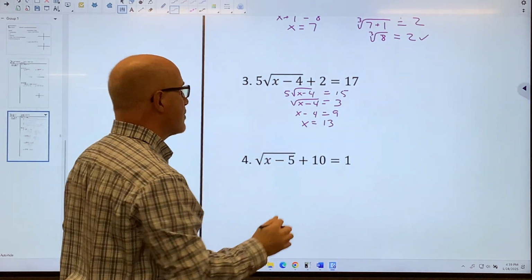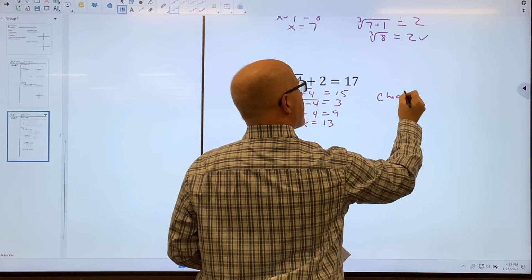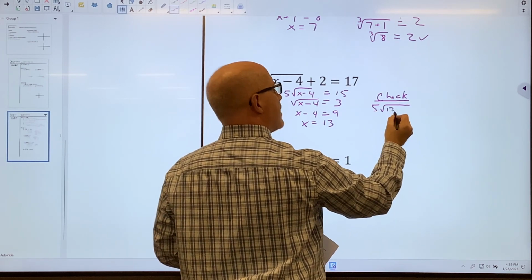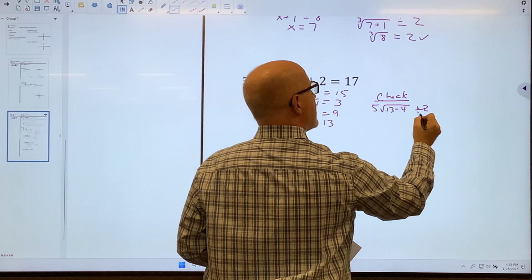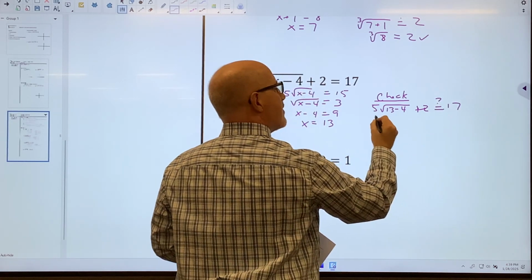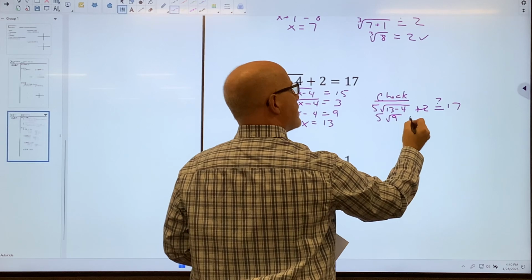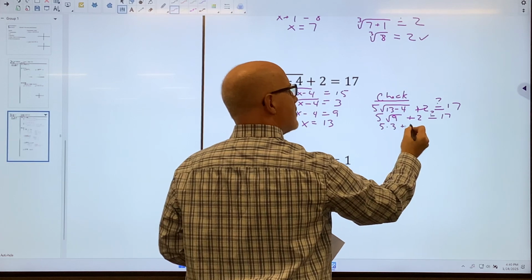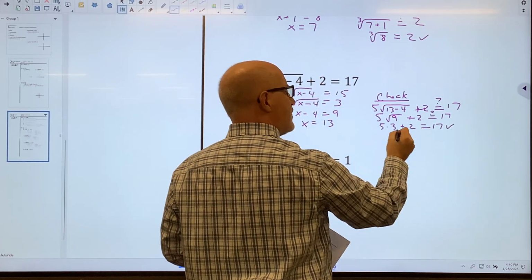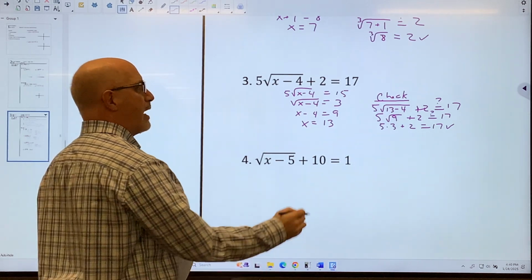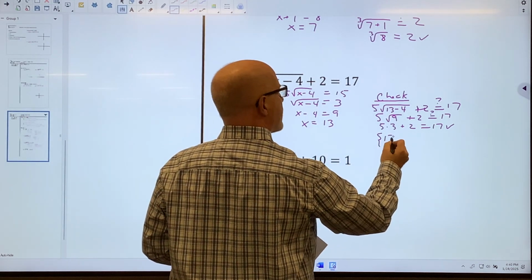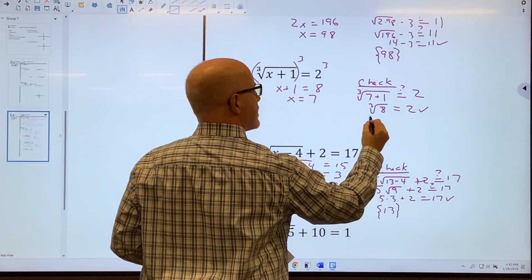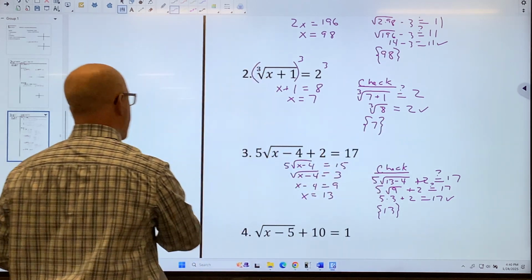Now let's check to see if 13 works. So we'll put it back into the original. 5 times the square root of 13 minus 4 plus 2. Does that equal 17? This is 5 times the square root of 9 plus 2. That's 5 times 3 plus 2 equals 17, and it does. That's 15 plus 2 equals 17. So our answer for this one is equal to 13. Okay, and in the previous one, our answer was 7, so we'll put it in solution set form.